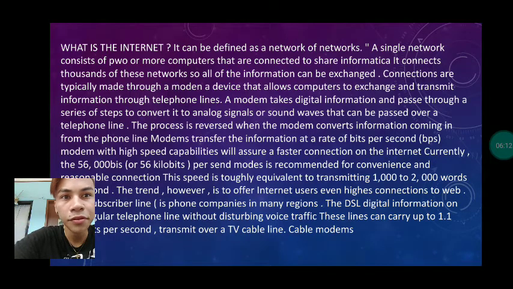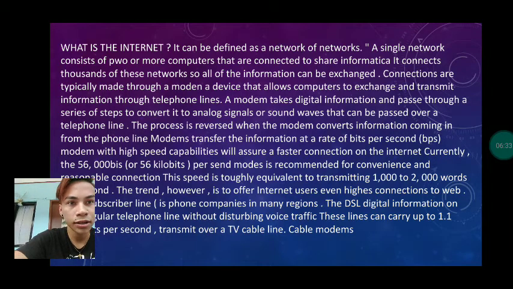Connections are typically made through a modem, a device that allows computers to exchange and transmit information through telephone lines. A modem takes digital information and passes it through a series of steps to convert it into analog signals, or sound waves, that can be passed over a telephone line. The process is reversed when the modem converts information coming in from the phone line.